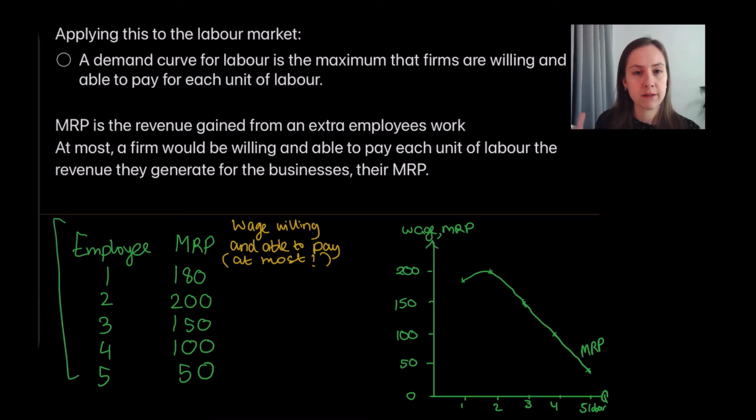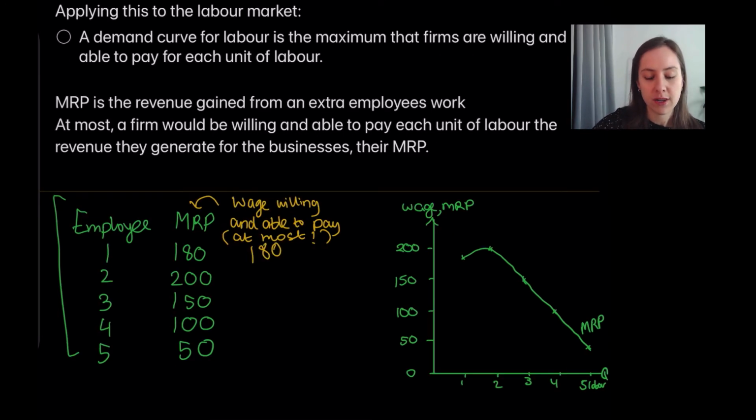Here I've got all these different employees, employee 1, 2, 3, 4, and 5. And a demand curve is going to show the maximum that the firm is willing and able to pay for them. And the maximum that they are willing and able to pay turns out to be their MRP. MRP is the revenue that can be generated from this new employee. So at the most, the firm is going to be willing to pay them their MRP. Here employee 1 has an MRP of 180, so at the most the firm is willing to pay them 180.